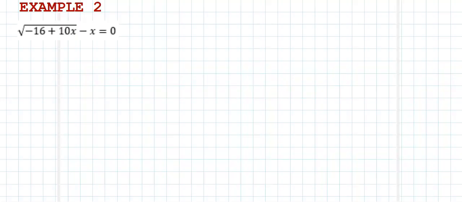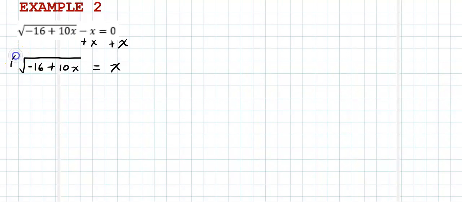Let's do another example. We have the square root of negative 16 plus 10x, minus x equals 0. The first step is to isolate the square root. So we need to add x to both sides. And the square root of negative 16 plus 10x is equal to x.